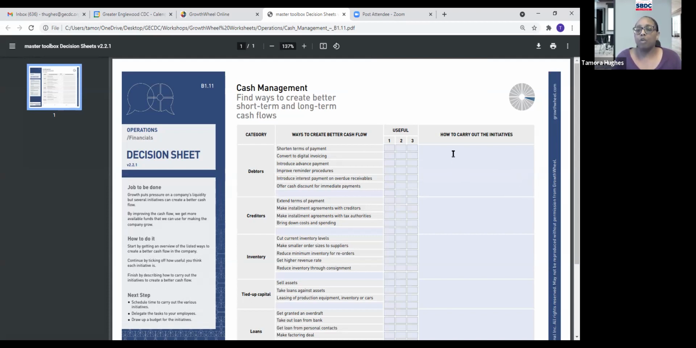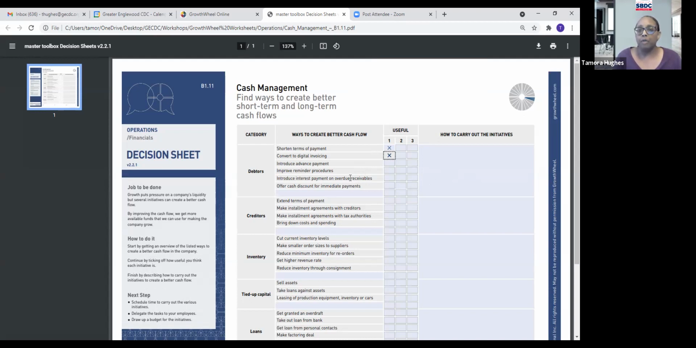So this is where you start thinking about your invoicing and when you're going to invoice individuals. So some of these may be useful or they may not be useful. So you would categorize these, so you can click. So maybe shortened term payments would be useful for you. Maybe converting to digital invoice would even be better for you, because a lot of people are just doing things via email.